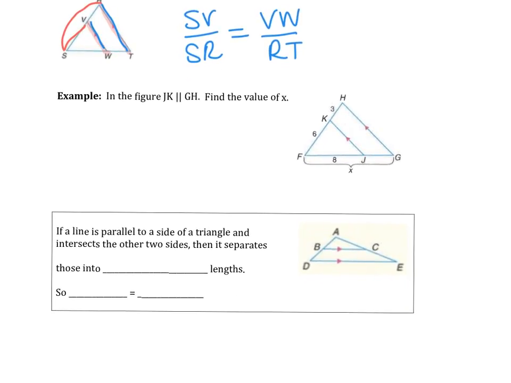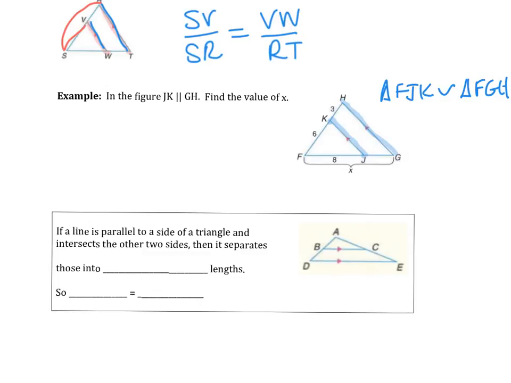Moving on to our next example here. In the figure, JK is parallel to GH, so JK right here is parallel to GH. Because those lines are parallel and it intersects on the sides of the triangles here at K and J, I know that those two triangles formed are similar. So I'm just going to write my similarity statement real quick. So I know triangle FJK is similar to triangle FGH.